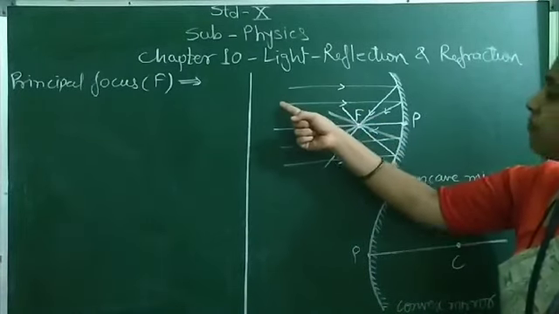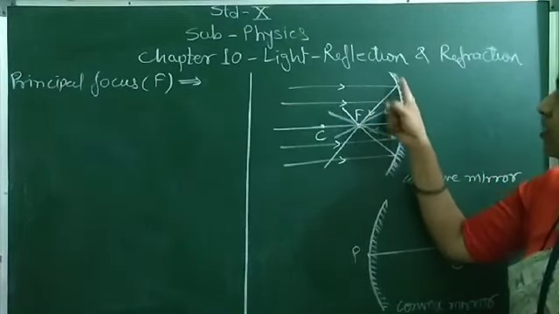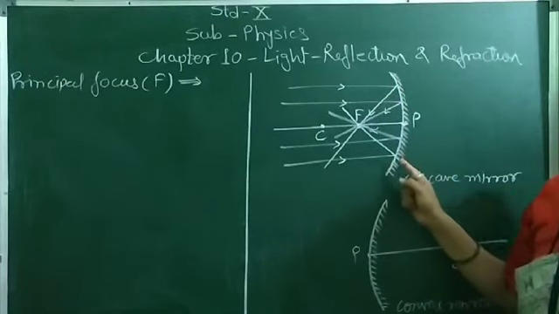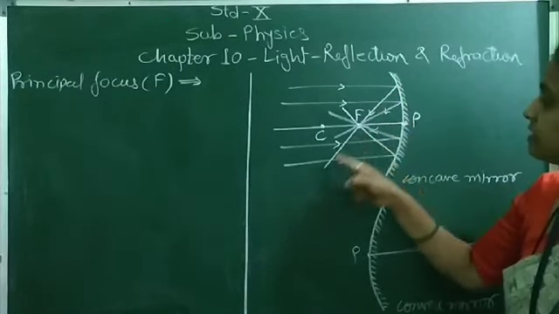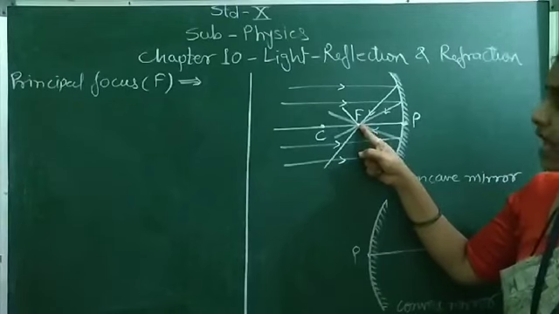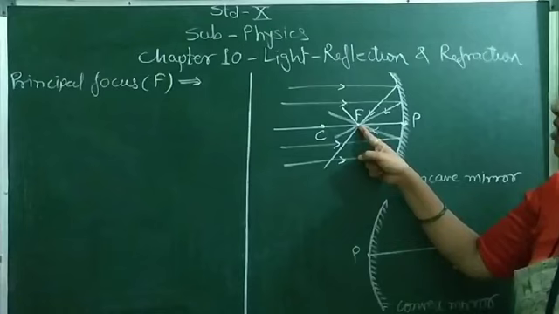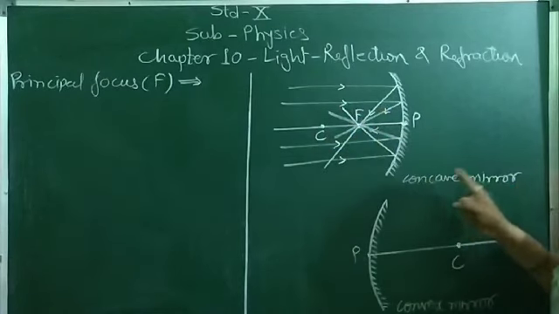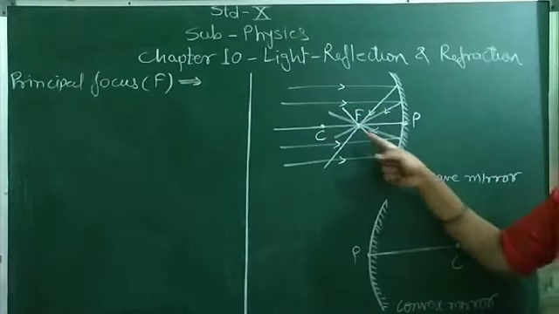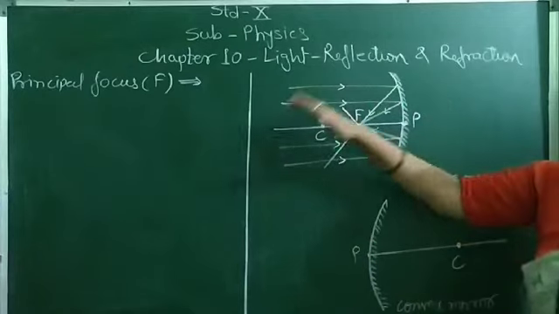So as parallel light rays are incident on a concave mirror, they get reflected and intersect at one point on the principal axis, and that point of intersection is called the principal focus for the concave mirror. For a concave mirror, the principal focus is always in front of the mirror.